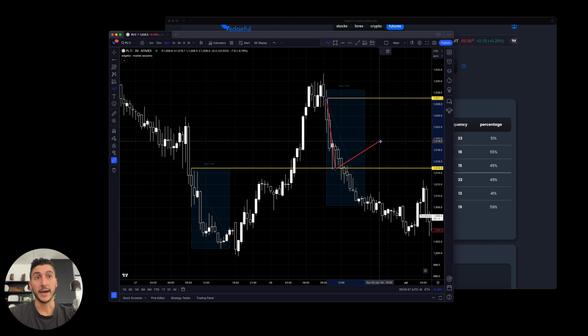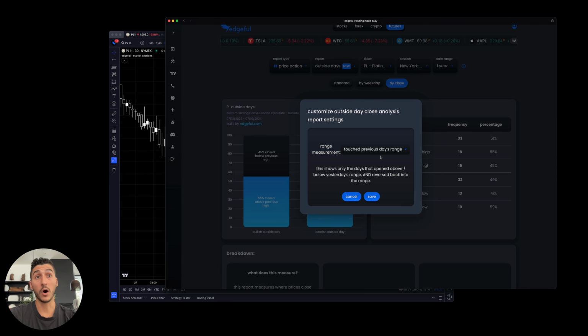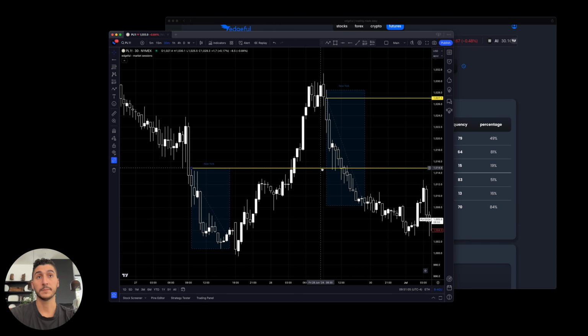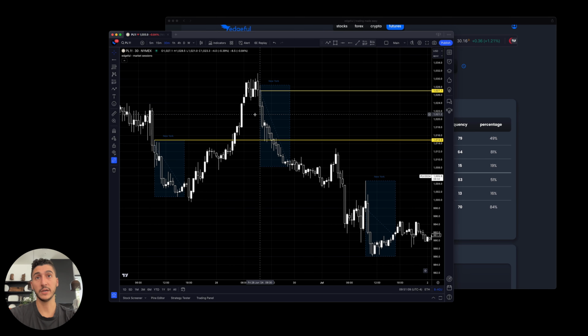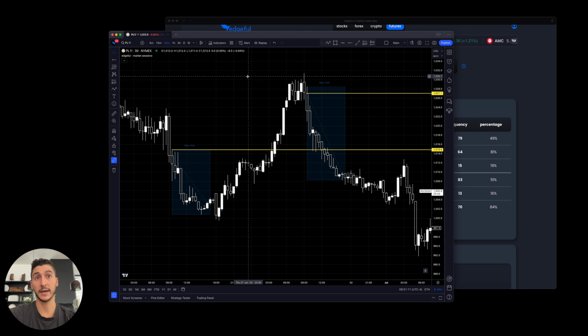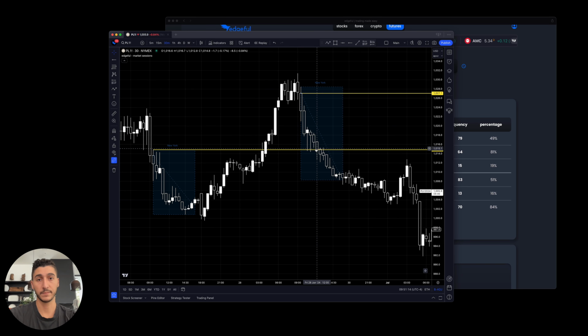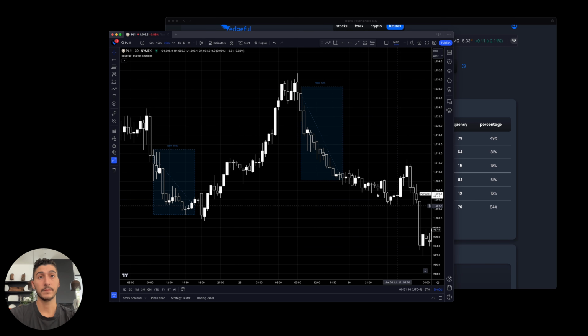So now that being said, I'm going to change to the all days variant. So now this shows all the days that opened above or below yesterday's range, regardless of whether they touched yesterday's range or not. So here, in this case, you can see this day would fall into that category because it did touch. But you can see in this case it touched and it closed below yesterday's high.